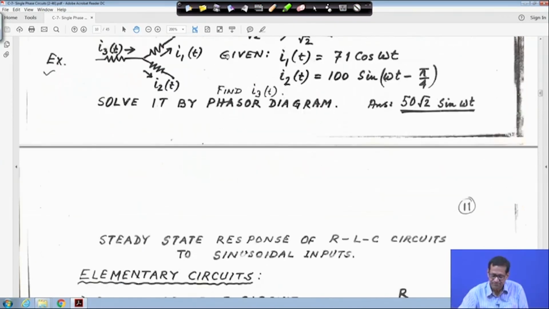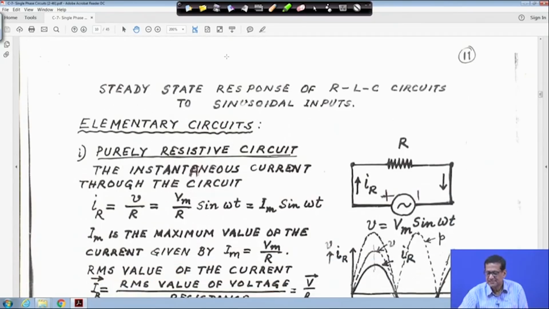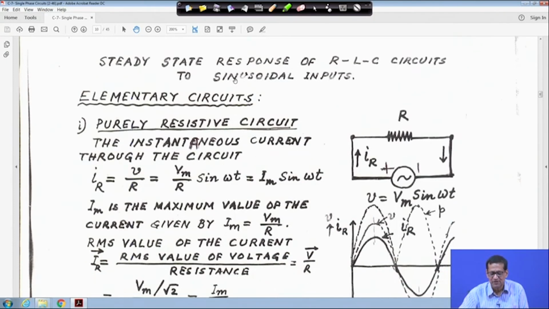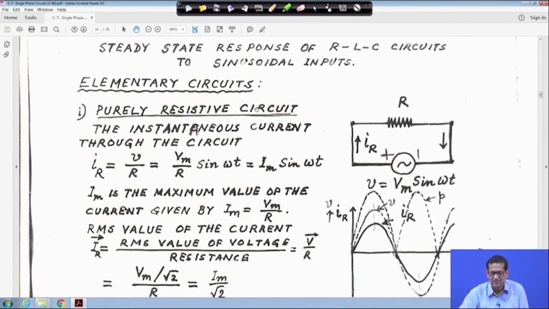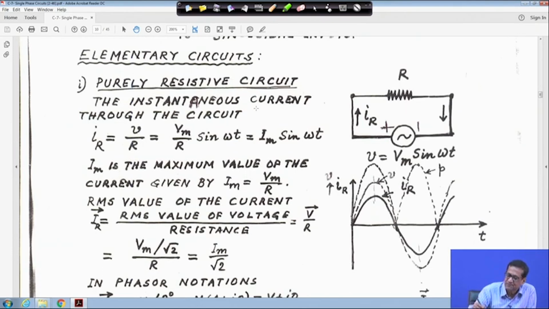Now, next is the steady state response of an RLC circuit to sinusoidal input. We will consider one by one. First, the elementary circuit, a purely resistive circuit. Suppose in this case the plus minus polarity is instantaneous, and the voltage source V is equal to Vm sin omega t. We have to find out IR and power loss, etc., right.